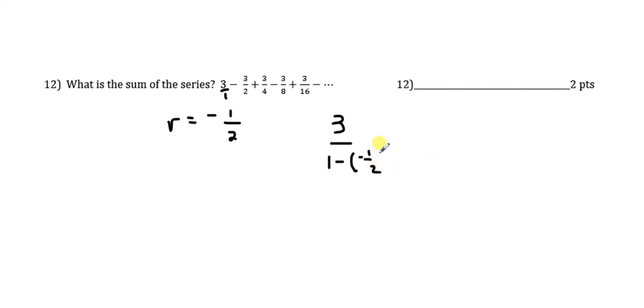So that's going to be equal to 3 divided by 1 1/2, or 1.5. 3 divided by 1.5 is 2. All right, number 13.